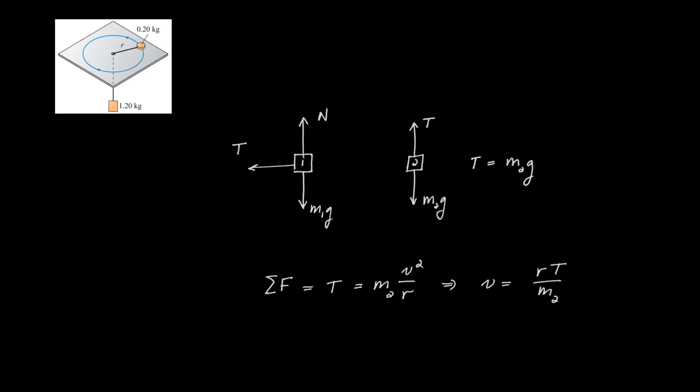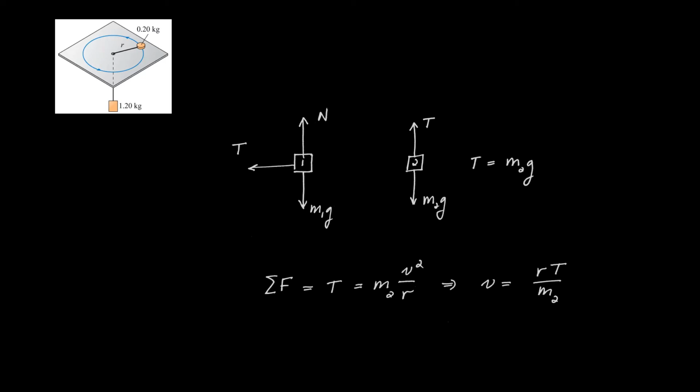Another way of looking at it, the other way around, is that the tension created by the weight hanging underneath is what causes the circular motion. So that's how I want to look at it. I've drawn two free body diagrams here because I have two objects. The puck sitting on the table I call object number 1.